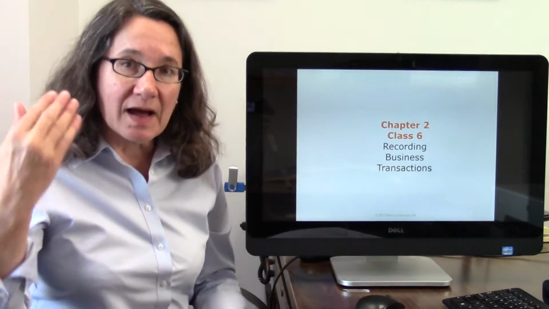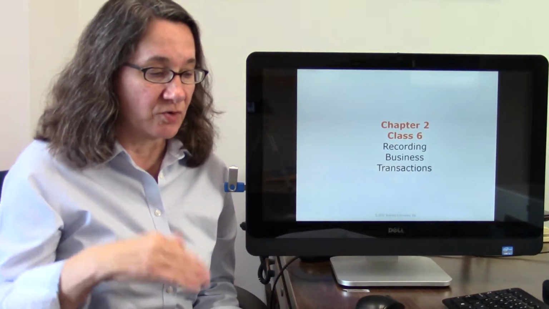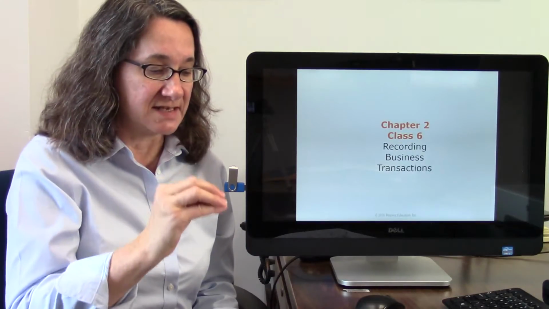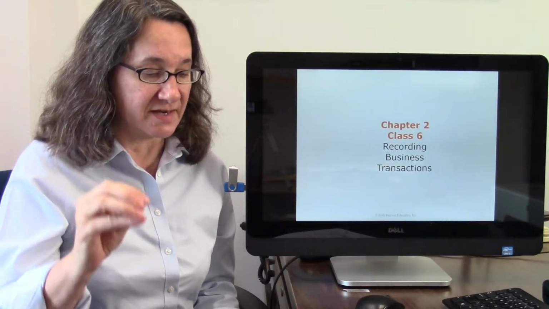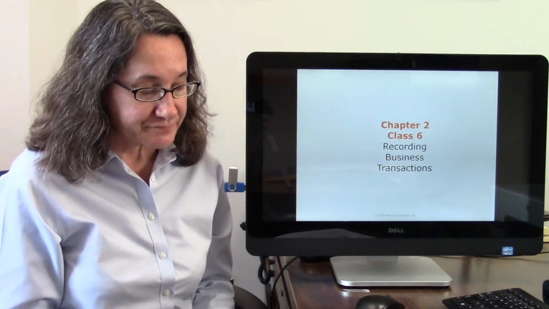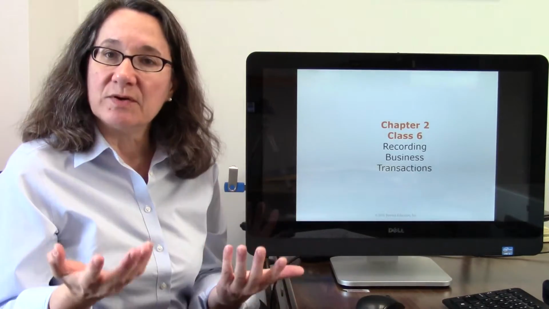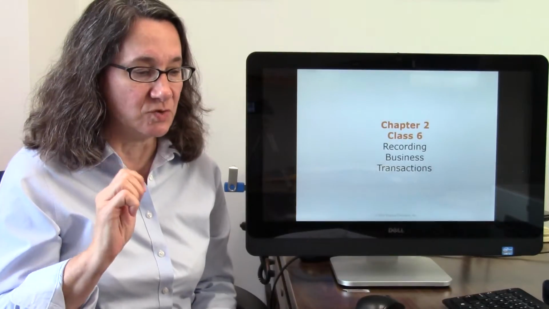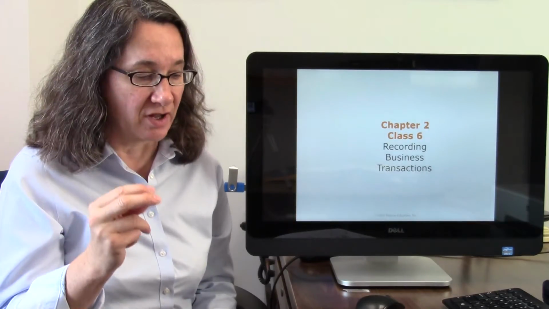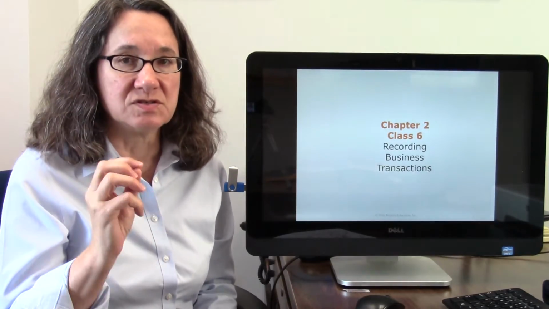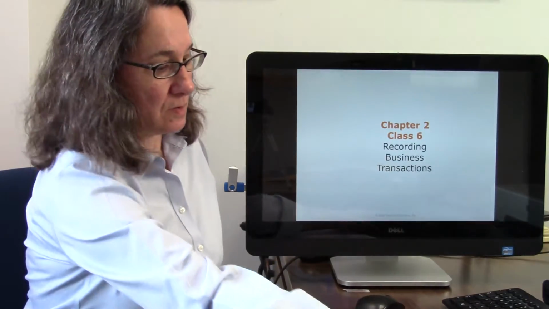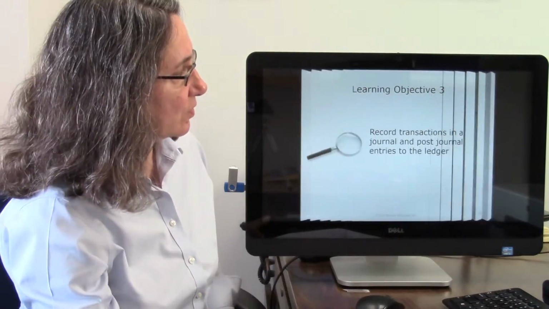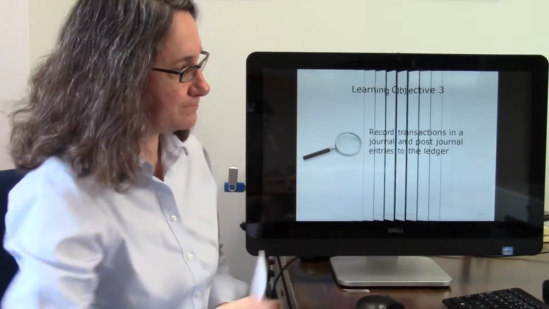So keep in mind as we start learning how to record transactions, always keep thinking back to assets increase with debits, liabilities and equity increase with credits, and keep that equation in balance. If you keep these ideas in mind, I think it'll be a little easier to analyze and journalize and post transactions. All right. So first we're going to talk about recording transactions.